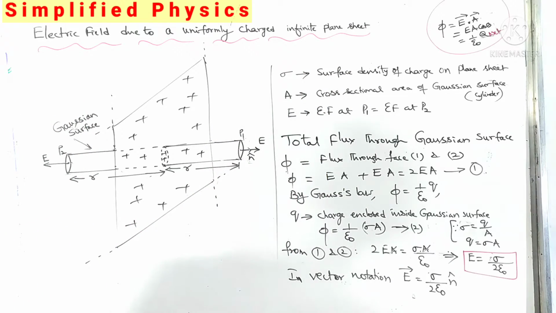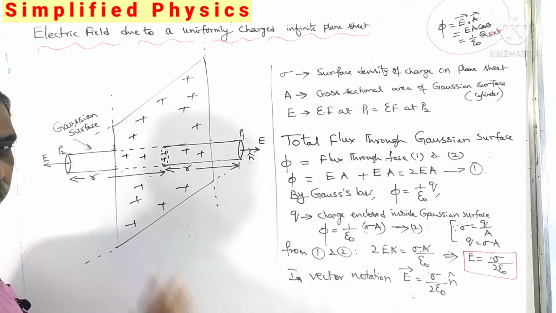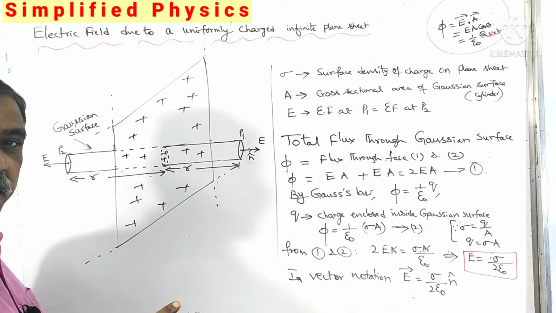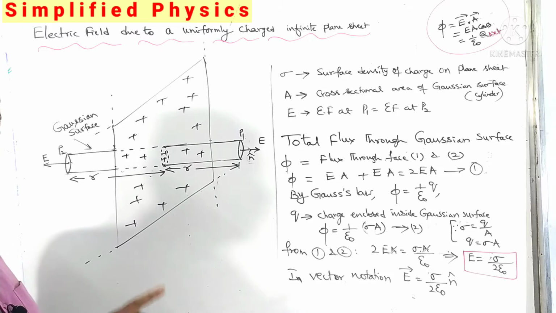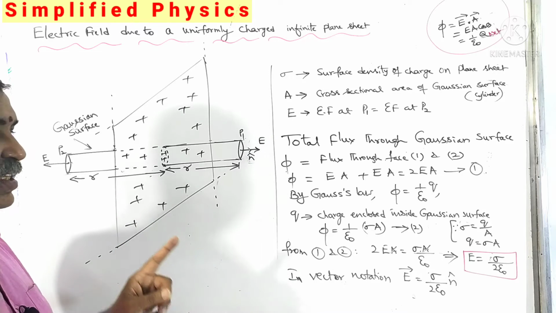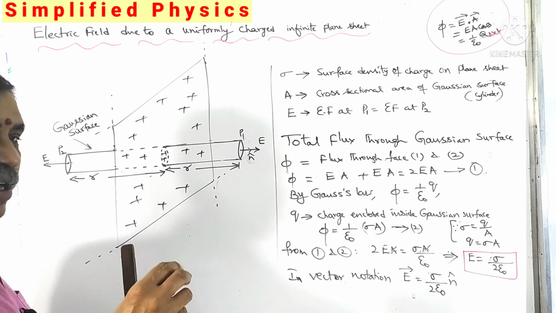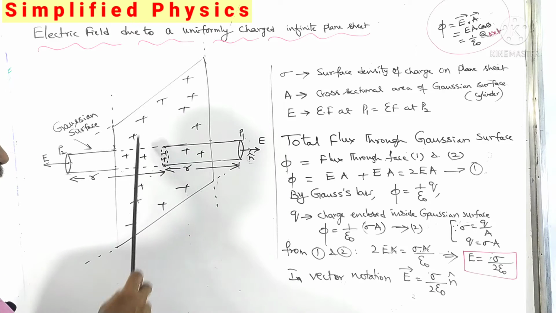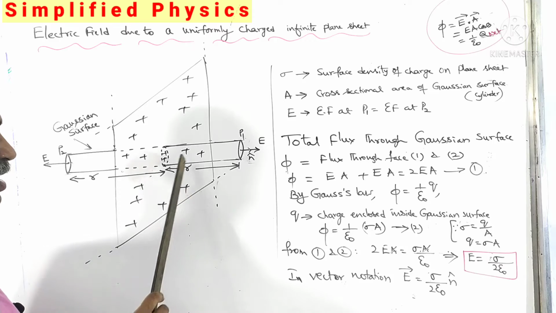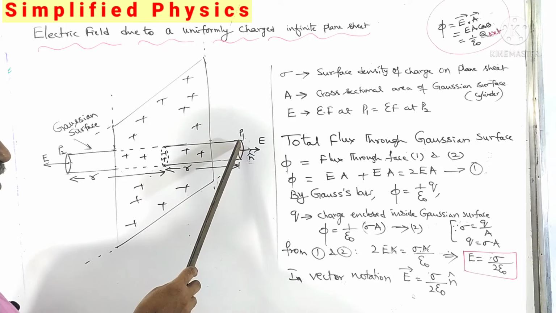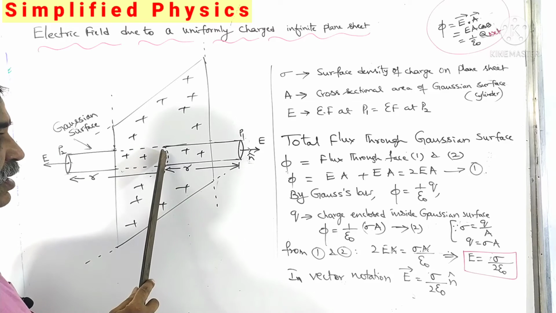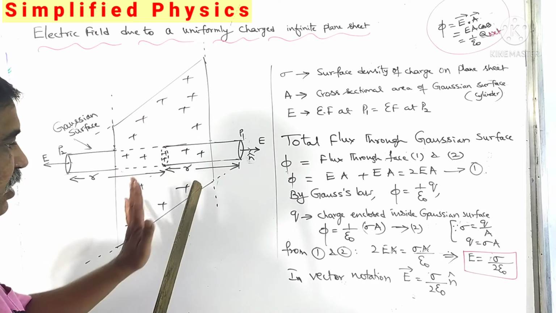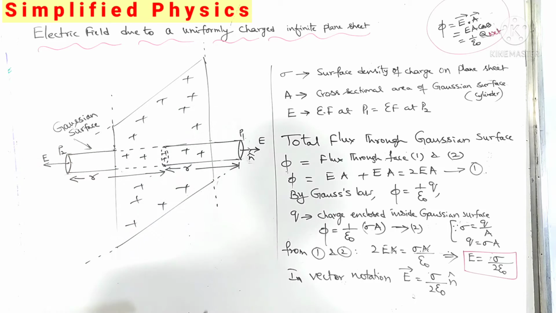Here we are given a thin plane sheet of infinite area which is charged. To find the electric field due to this charged infinite plane sheet, we have taken a cylindrical Gaussian surface. That means we take one cylinder and pass it through this sheet such that the cylindrical cross-sectional faces, this is one face, this is another face, are equidistant from the plane sheet. This is shown in the diagram.